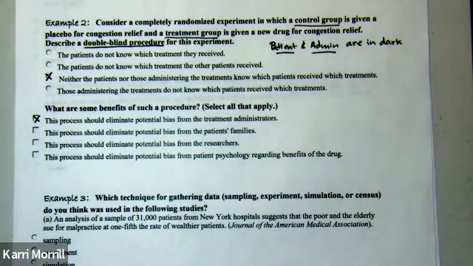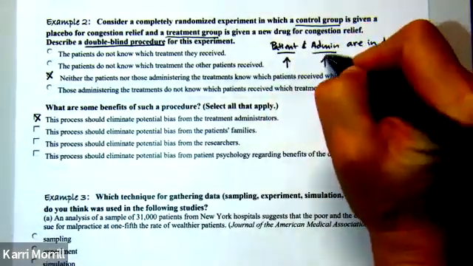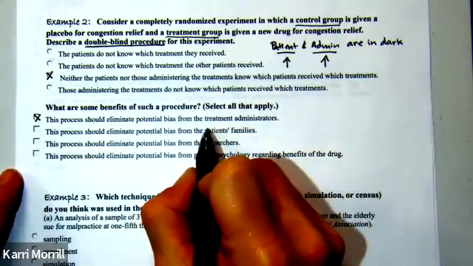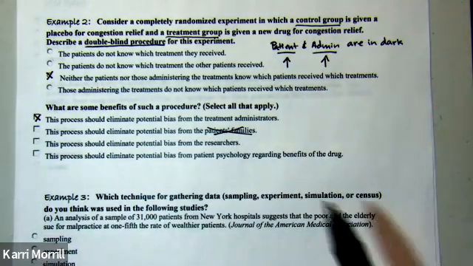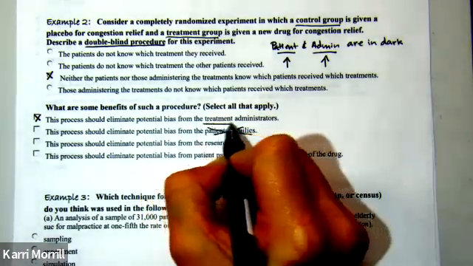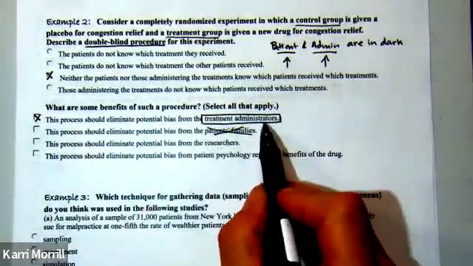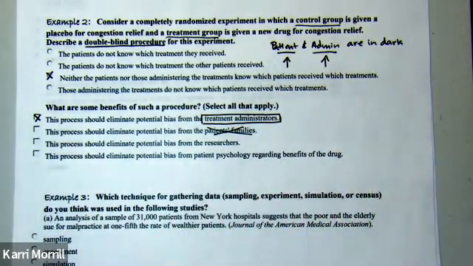Remember, the two most important people in this double-blind procedure are the patients and the administrators. So we really don't even care about the patient's family. That may be true, but some benefits of the procedure really are just affecting, for the most part, in the experiment, those that are administrating the treatment and those that are getting the treatment.